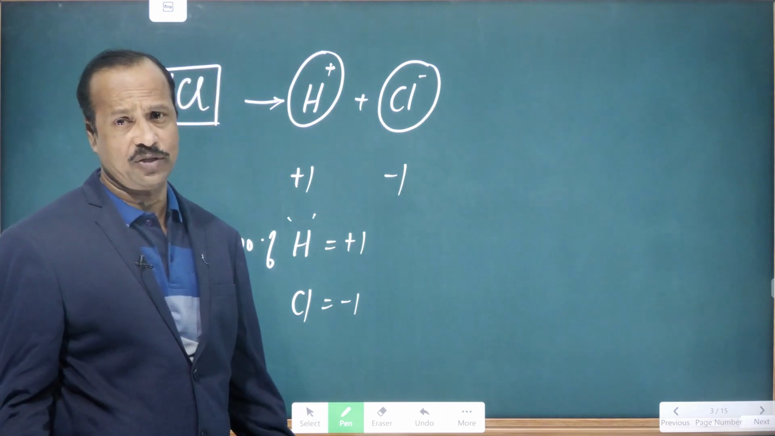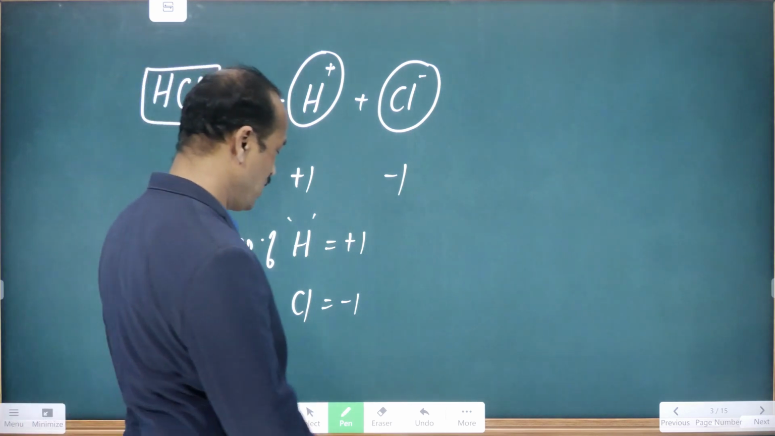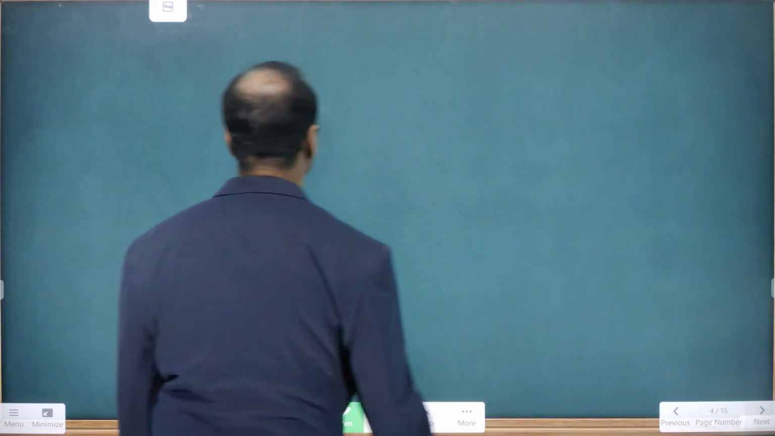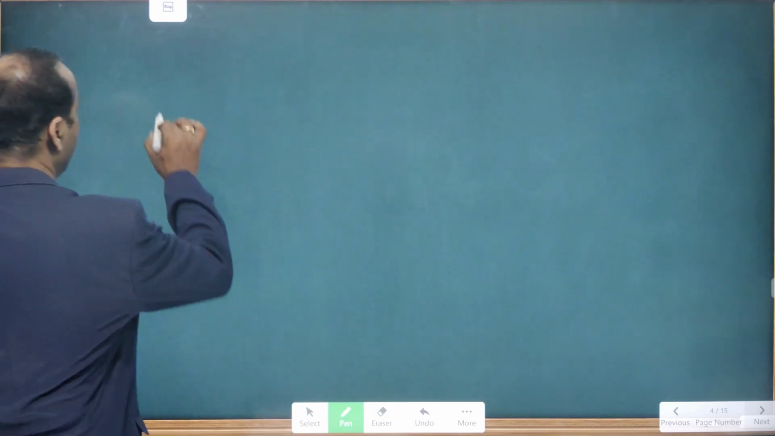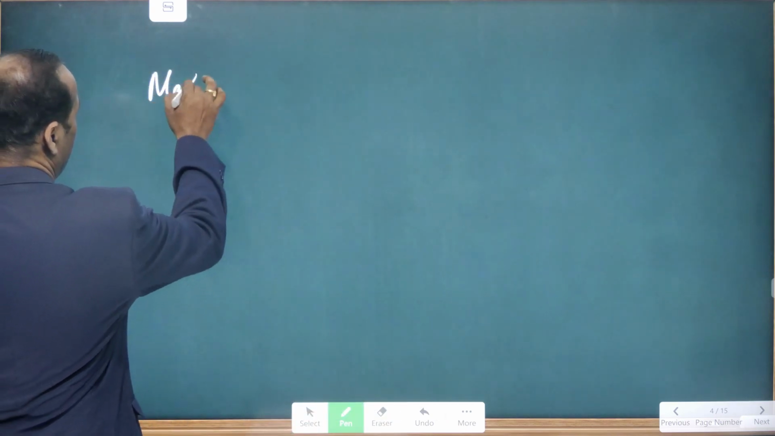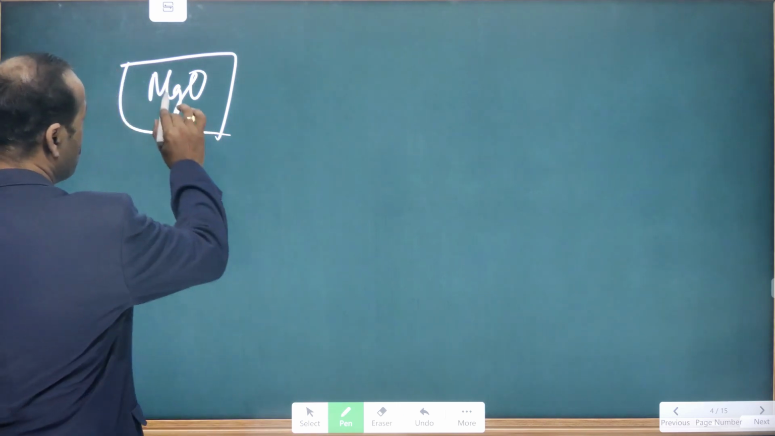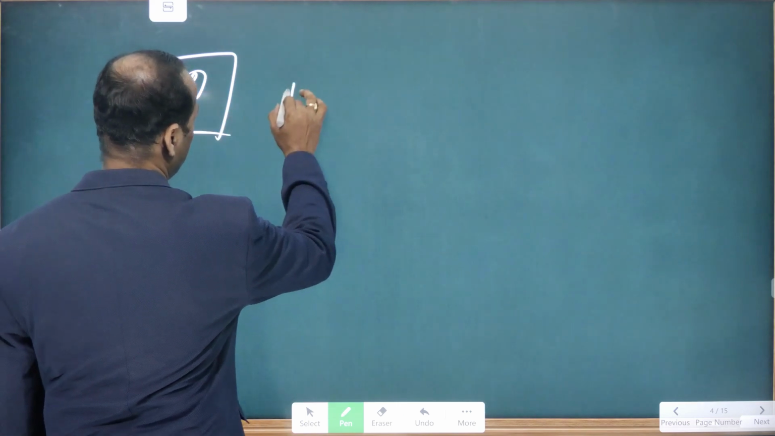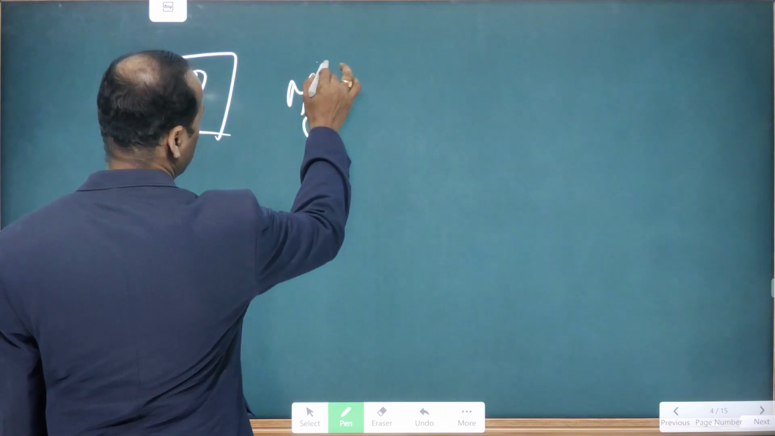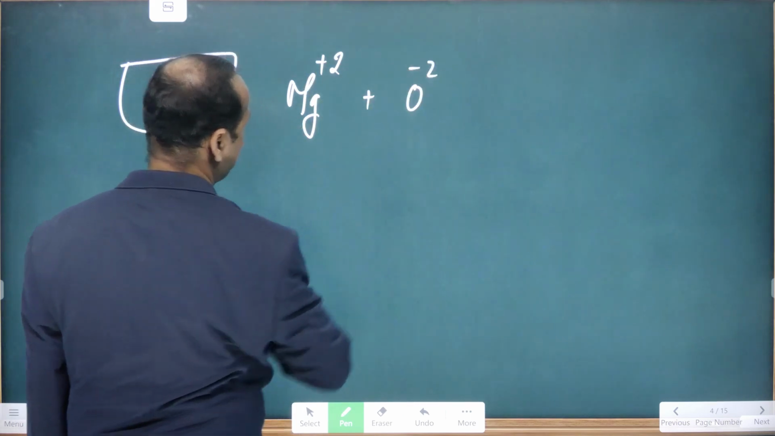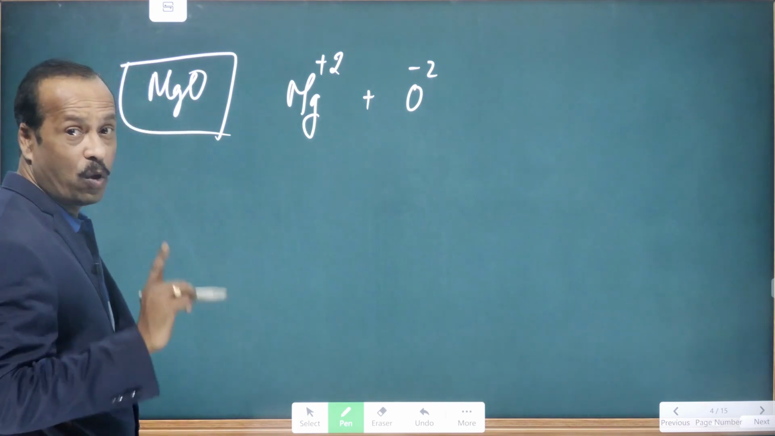Clear? That's all. Okay. Now, for example, let us take some other thing, like magnesium oxide. We take magnesium oxide. Now, what is the oxidation number of magnesium and oxygen? You know that magnesium oxide, if it splits, splits like Mg plus 2 and O minus 2. Yes or no? Why?